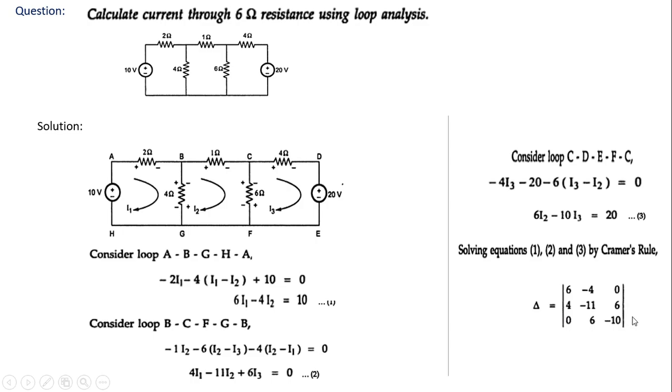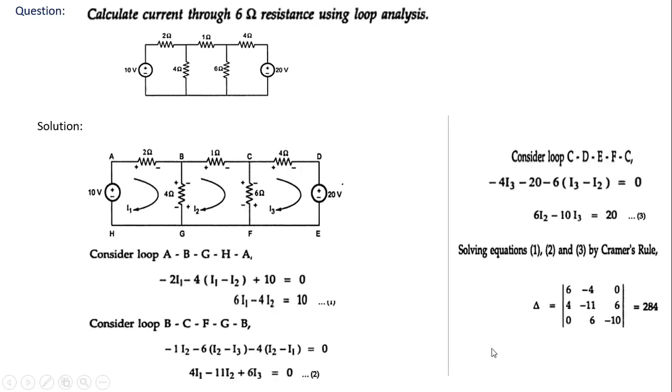Similarly, the third row is taken from the third equation. Here 0 I1, so 0 written here. Plus 6 I2, plus 6; minus 10 I3, minus 10. After solving, it gives the value of 284. That is the very primary step in Cramer's rule, finding the value of del. And then to decide the current through the 6 ohm resistance, we must calculate I2 as well as I3.